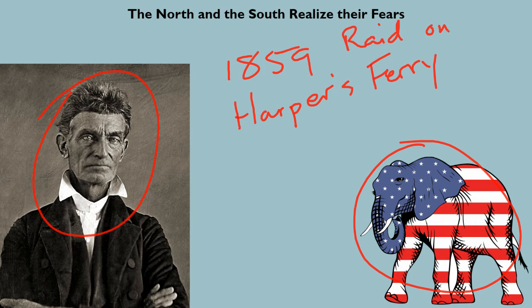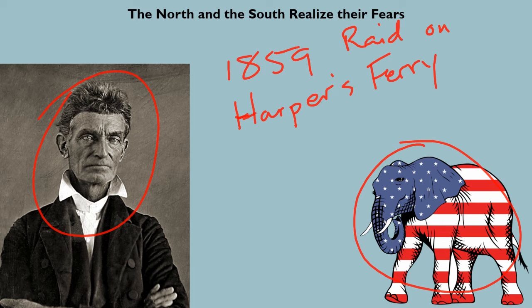Okay, he led this raid on Harper's Ferry, West Virginia, and his goal during this raid was to incite a slave rebellion. And the way he was going to incite this slave rebellion was by stealing guns and ammunition from the federal government in Harper's Ferry. Okay, there was this ammunition storehouse in Harper's Ferry.